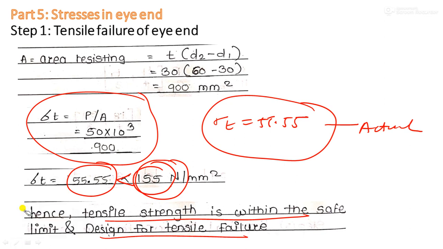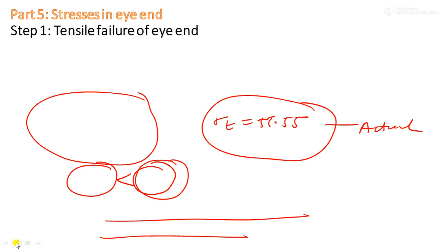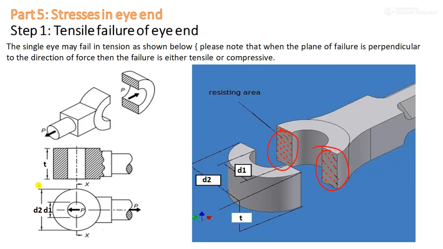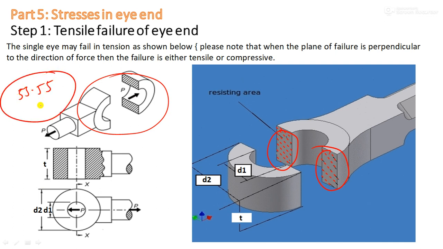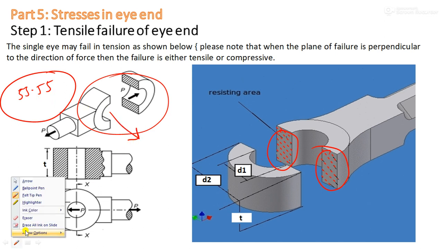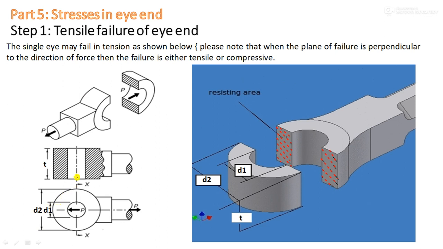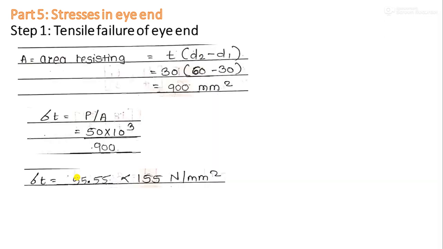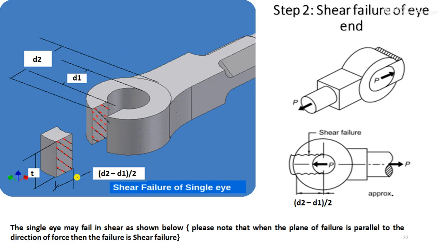This particular eye will not fail due to tension, because the maximum actual stress which is created is 55.55. But what is allowable? What can this material sustain? The material, along with the dimensions, that is the geometry, can sustain 155. I hope it is clear to all of you.